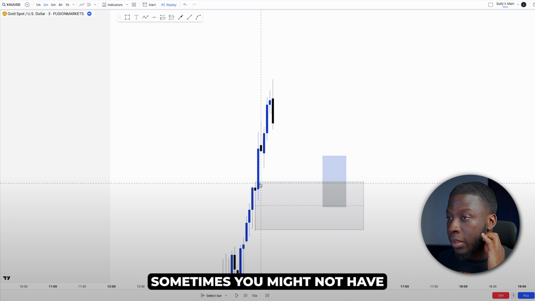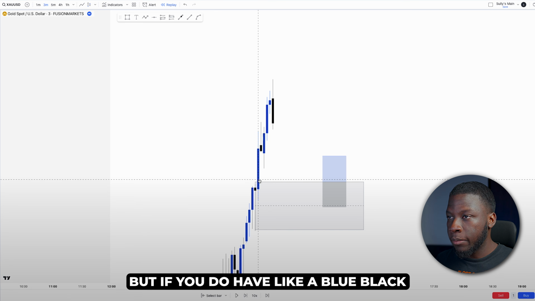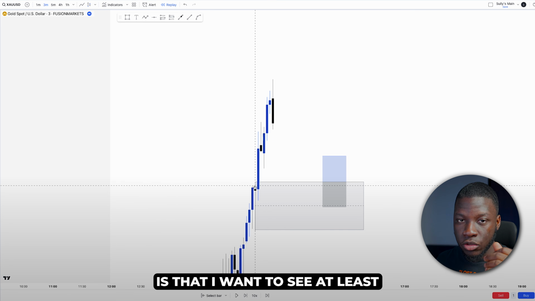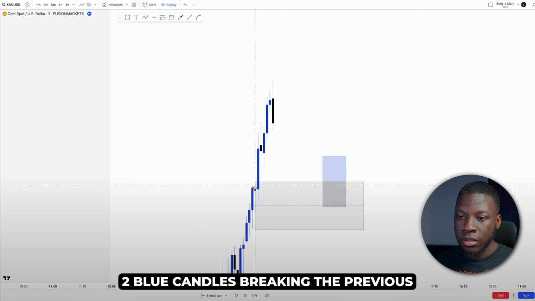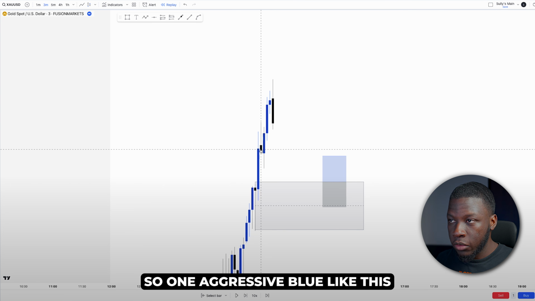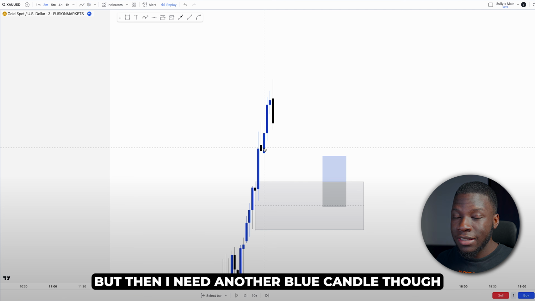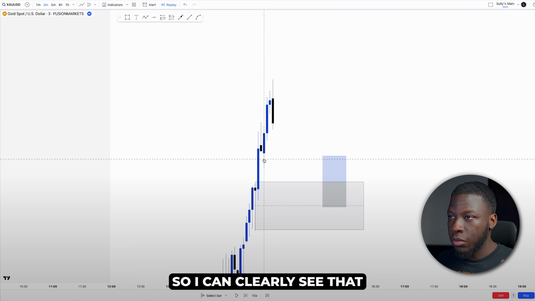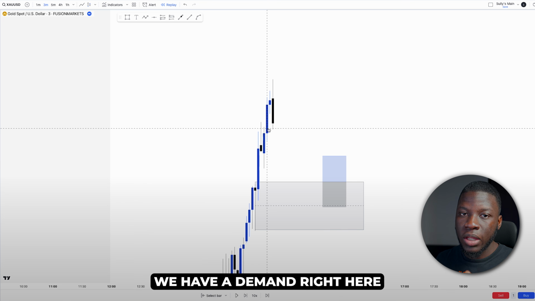That's what I'm saying. Sometimes you might not have consecutive blues, but if you have a blue, black, multiple blues, it's still valid. The key thing for me is that I want to see at least 2 blue candles breaking the previous candle. So one aggressive blue like this, the black one is fine, but then I need another blue candle to break the high of the previous one. So I can clearly see that. So this validates, okay, cool, we have a demand right here.